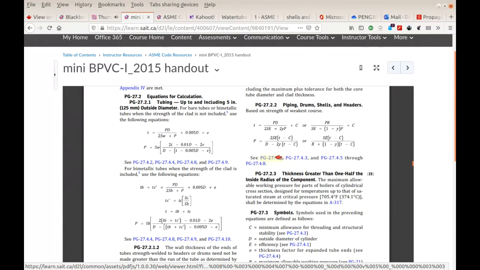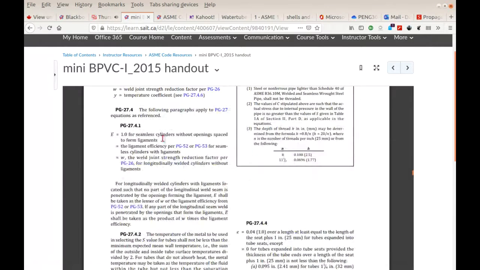So let's first of all go to PG 27.4.1. I think that link isn't going to work. No. PG 27.4.1. So it says, what is E? E is efficiency, and E is 1, that means 100%. Whenever you see an efficiency represented as 1 or unity, that means it's 100% efficiency. So take some notes right now. Get your pencil out. What is meant by efficiency is they compare the strength of the parent material to the strength of the joint.